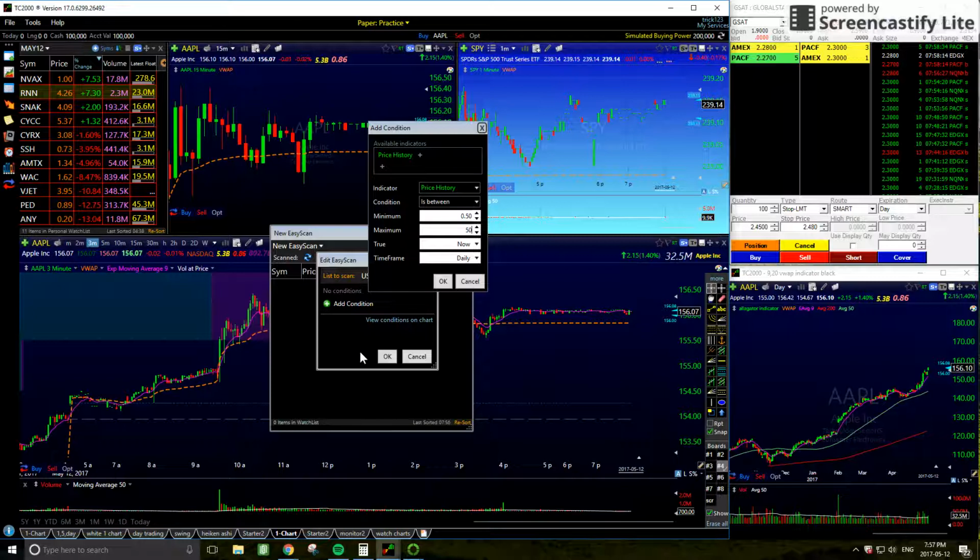Now on this type of scan, when you're scanning by percentage, the higher price stocks won't necessarily show up. So we'll have to do a net change scan for that. I also do have a separate scan for volume and net change, but I can get into that in a different video.